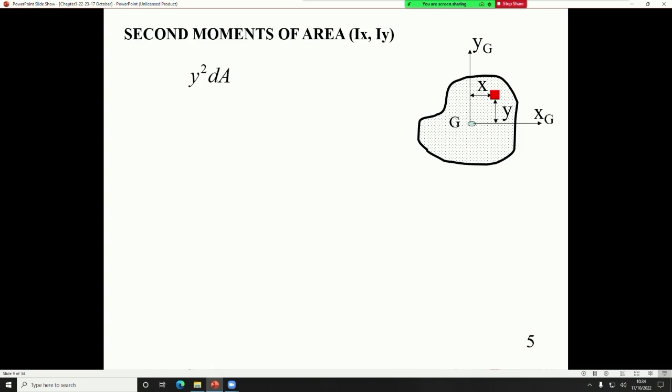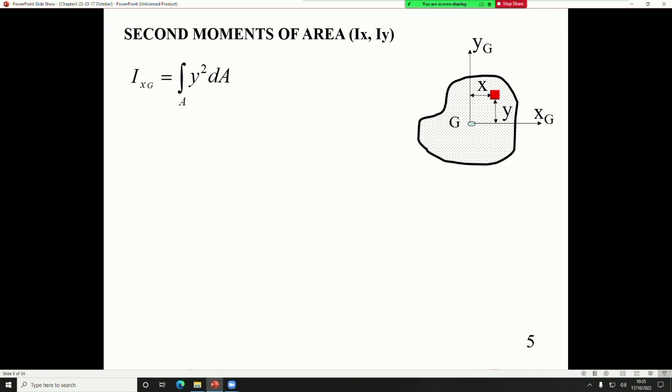Now, if I divide the region into many of these little elements, or discretize it, and add them up, I can find the second moment of area of the section with respect to, say, xg. Mathematically, if I integrate y squared dA over the section, that gives me the second moment of area, which we show with capital I, with respect to xg. But what does this equation tell us? It tells us the unit of the second moment of area is the fourth power of length, millimeter to the power of 4 or meter to the power of 4.